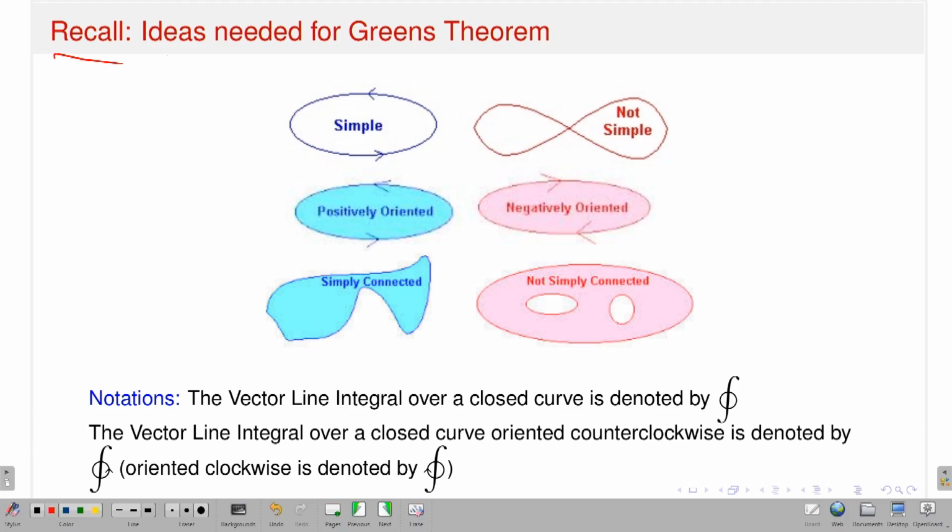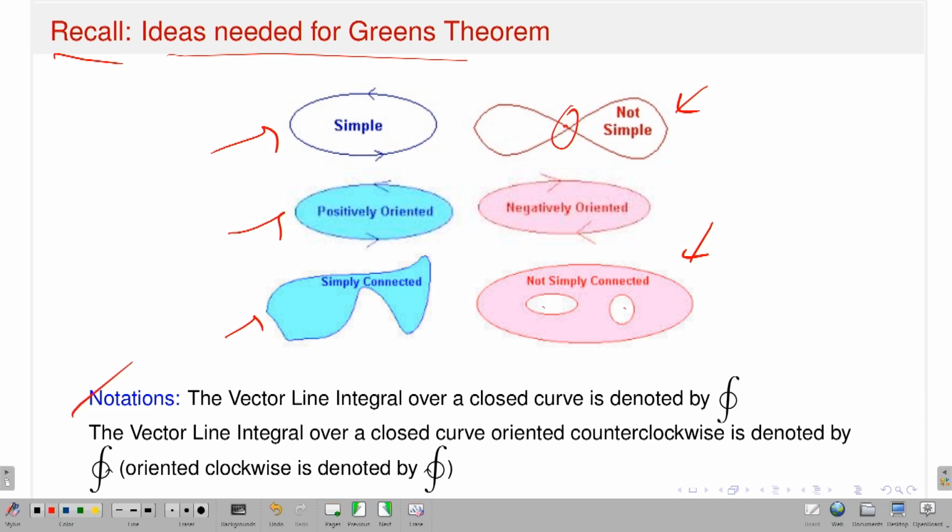Again, I am recalling the ideas needed for Green's theorem, combining whatever I have discussed till now. This is an example of a simple closed curve, but this one is not simple because there is a figure eight, a cross here, and injectivity is lost. So that is not simple. This is positively oriented, anticlockwise or counterclockwise, and this is negatively oriented, that is clockwise, opposite to this one. This is a simply connected domain and this is not simply connected, it is multiply connected. Simply connected means there is no hole, and in a multiply connected domain there are a couple of holes.